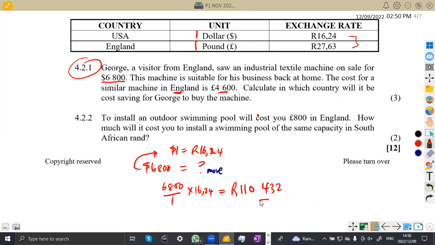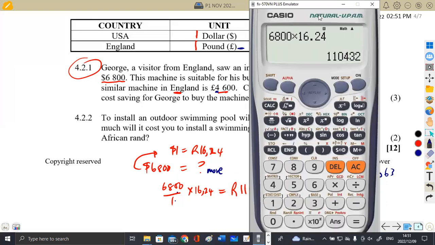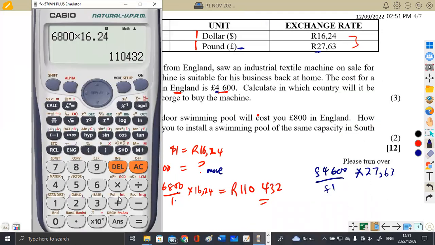So this is going to be 110,432 rands. We do the same thing for the pounds, which means you're just going to multiply just like what we did. So for the 4,600 pounds to rands, we are going to see it as 4,600 pounds over a pound, just like what we did on the dollar, times, but the pound is now multiplied by 27 rand 63. So we're going to have our amount in rands here, so that we can compare which one is cheaper.